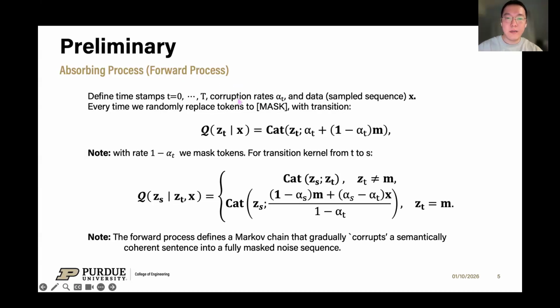After defining this, we also continue to define the transition probability. So we need to define a transition from t equals 0 to an intermediate state zt. And we also need to define another transition probability from time step t to time step s. I think that's all we need to define the forward process, or maybe we also call it the absorbing process.